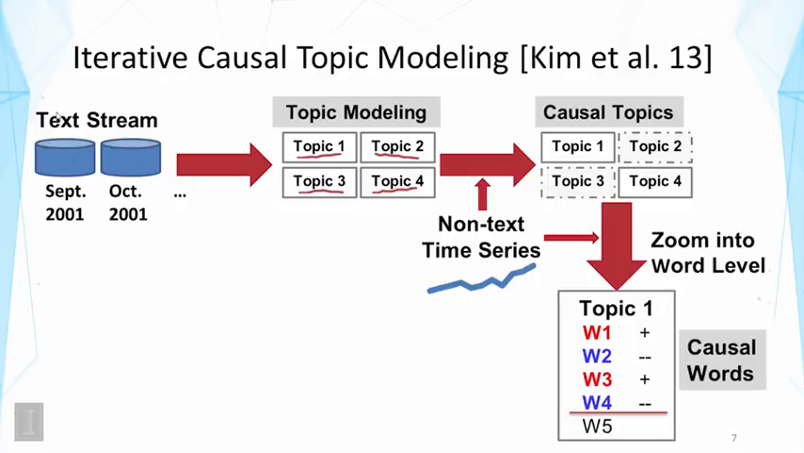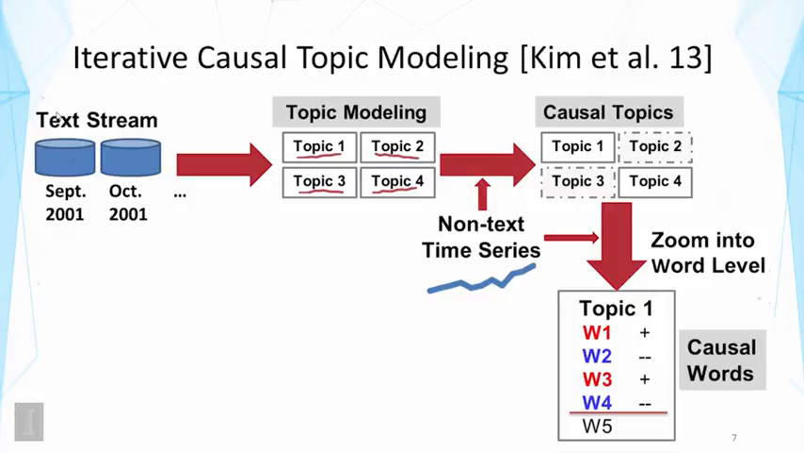And we're going to look into each word in the top ranked word list for each topic. Let's say we take topic 1 as the target to examine. We know topic 1 is correlated with the time series, or is at least the best that we could get from this set of topics so far. And we're going to look at the words in this topic, the top words. And if the topic is correlated with the time series, there must be some words that are highly correlated with the time series. So here, for example, we might discover W1 and W3 are positively correlated with the time series, but W2 and W4 are negatively correlated.